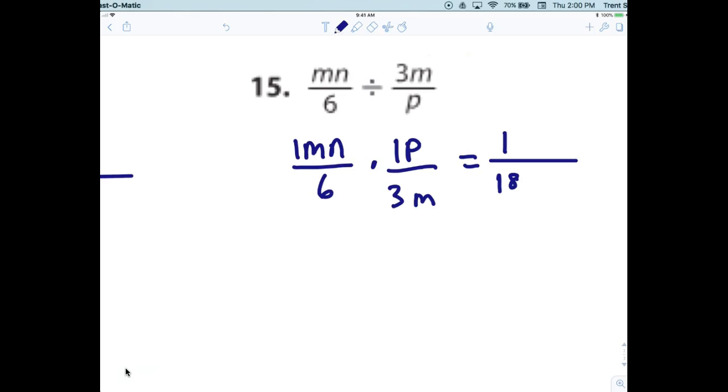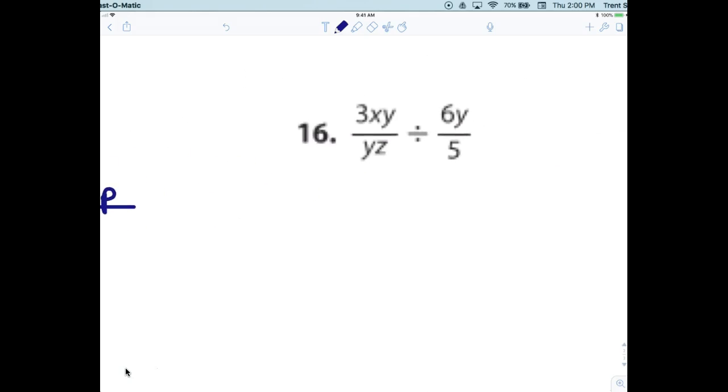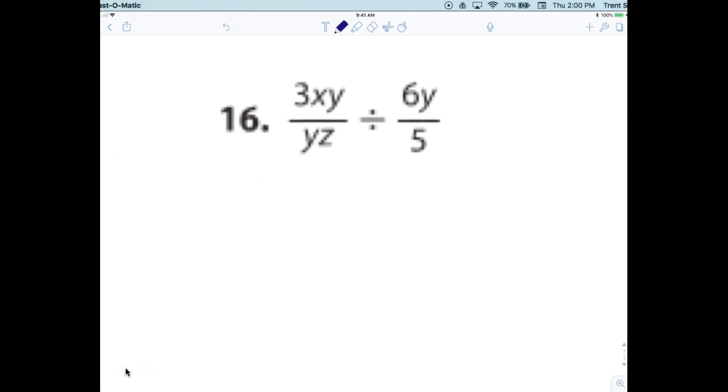Okay, Aiden, now what can I cross out? You can cross out the M's. Can I cross the N out? Can I cross the P out? Why did I put them on top? That's where they were. They were on the top. Yes, I told you. Very simple. All right, 16.